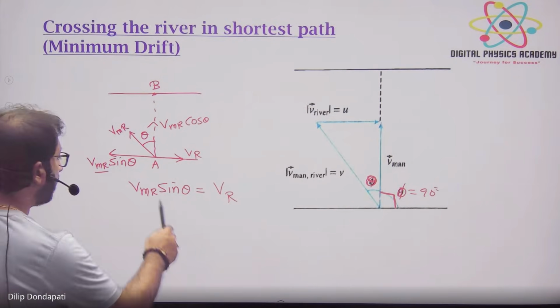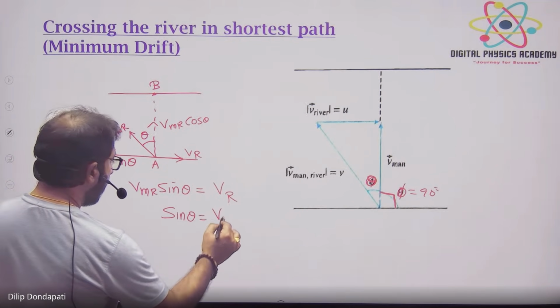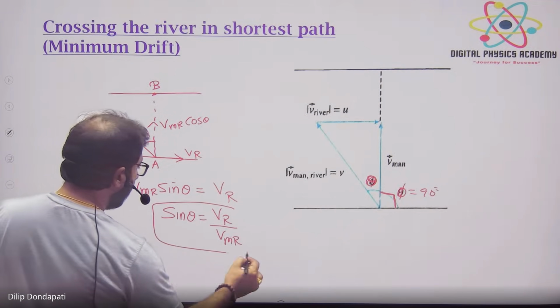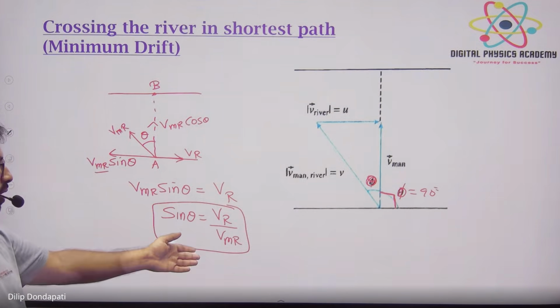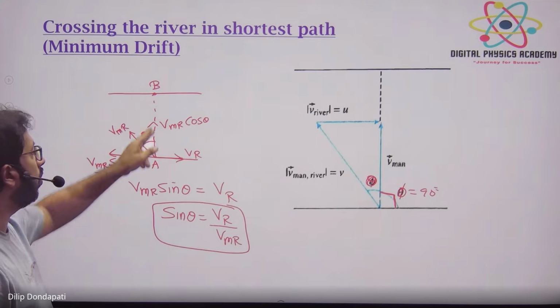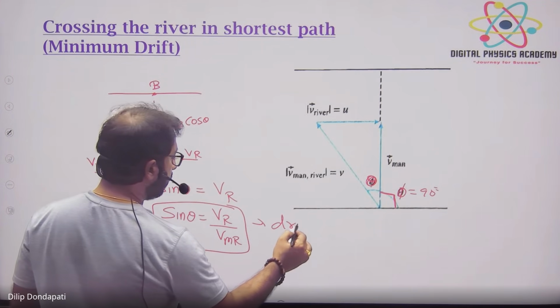Okay, with this condition, therefore sin theta is V_R by V_MR. We have to find that angle, so use this formula V_R by V_MR, or use the component method. So this component is equal to that component, then only he will go exactly straight. Drift is 0. In this case, drift is 0.